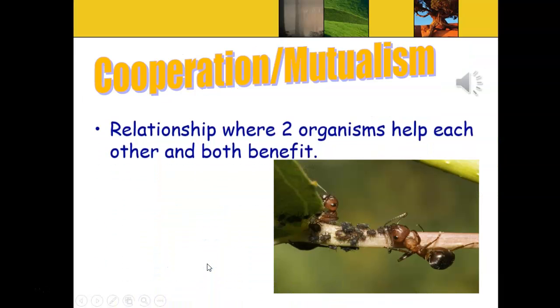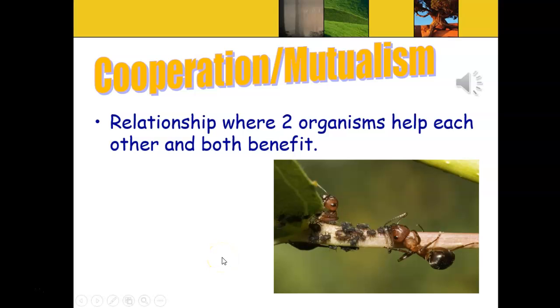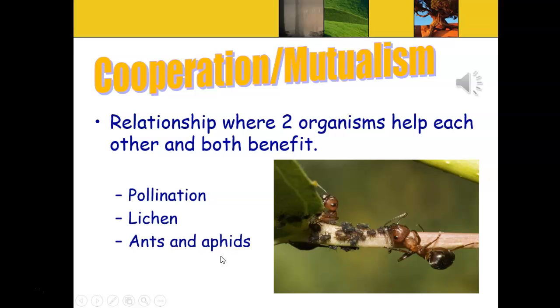Cooperation or mutualism. This is a relationship where two organisms help each other and both of them benefit. The best example of this is bees and flowers, both living things. Flowers need the bees to help them pollinate, and bees get what they need from the flowers. So pollination is a cooperation or a mutualistic relationship. They help each other, they both win. Lichen is another example. This is fungus and trees. Ants and aphids are another great example of mutualism. The relationship between these helps both species survive.